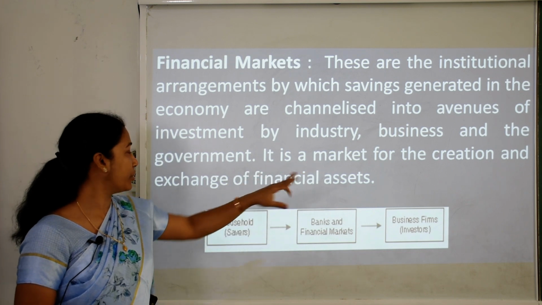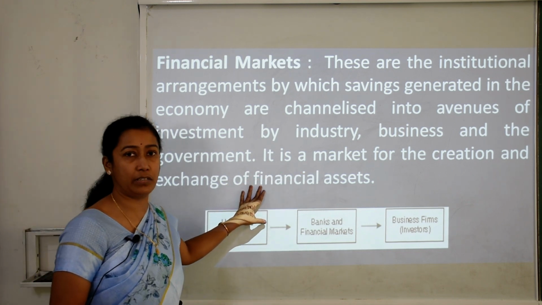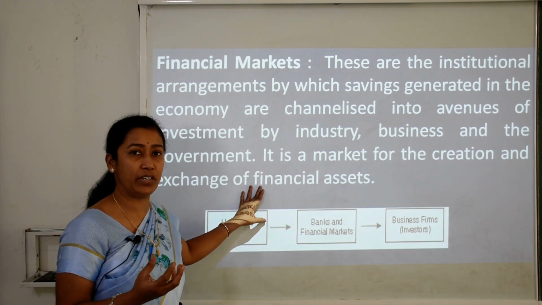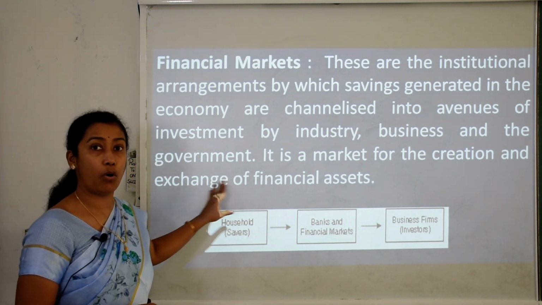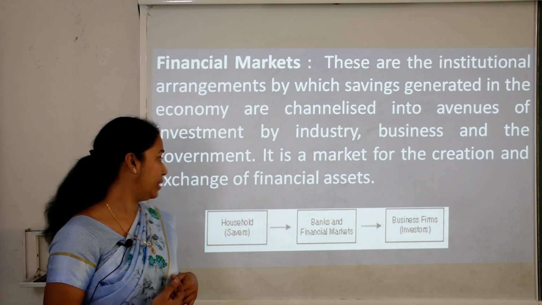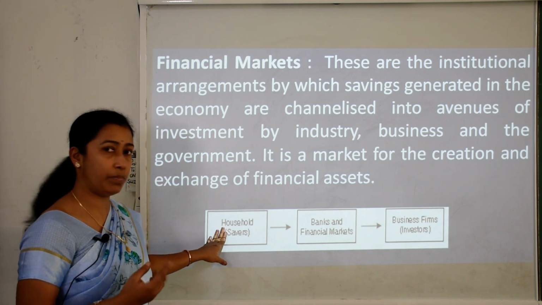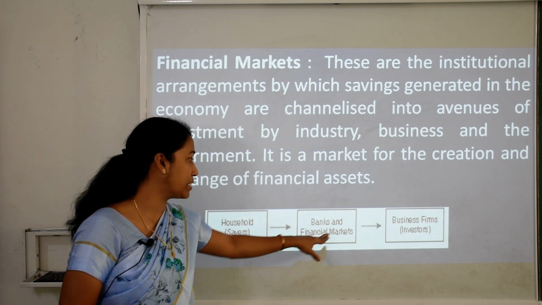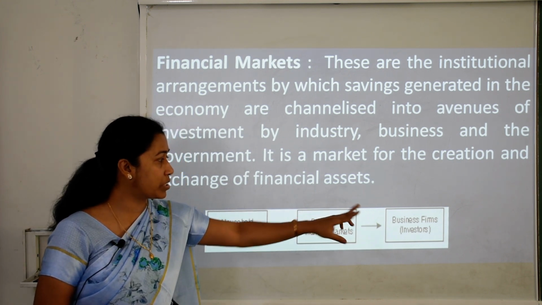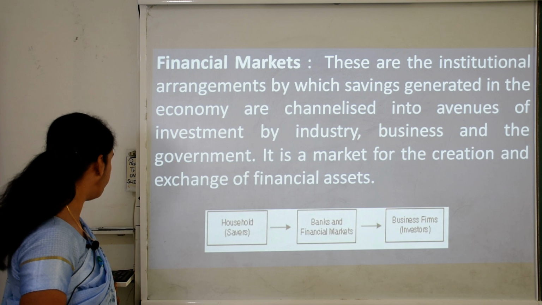It is a market for the creation and exchange of financial assets. That means this particular kind of financial market is a kind of market where we create financial assets or we exchange these financial assets. Three sectors are there: households, who are called savers, banks and financial markets, and business firms, that is investors.